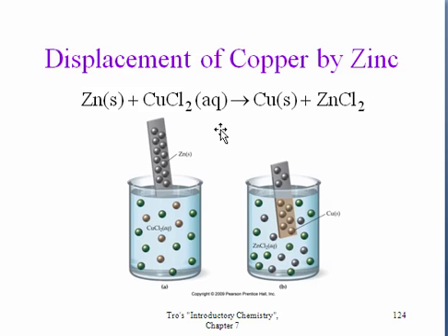Here's an example of a single replacement. Here we have zinc metal, and when it reacts with copper chloride, it forms copper metal and zinc chloride. So we have an element as a reactant and a different element as a product. The other reactant is an ionic compound, the other product is an ionic compound, and this should be AQ here.